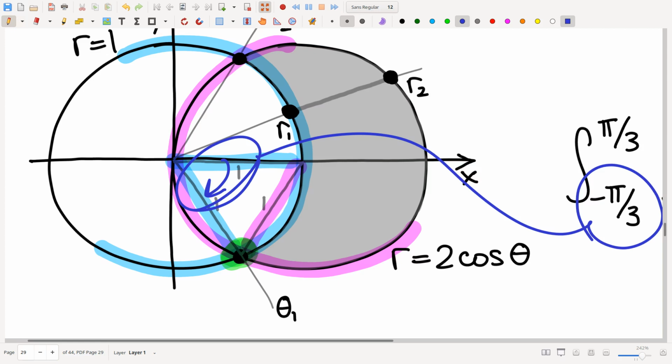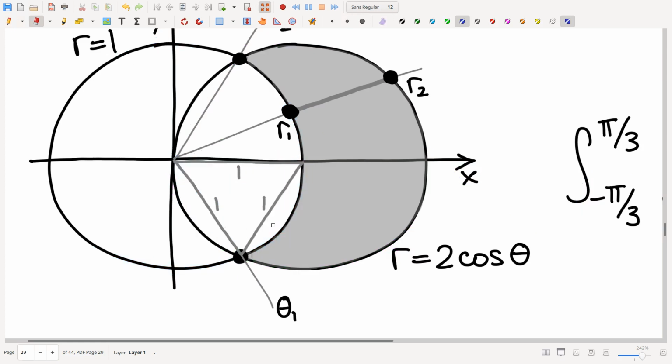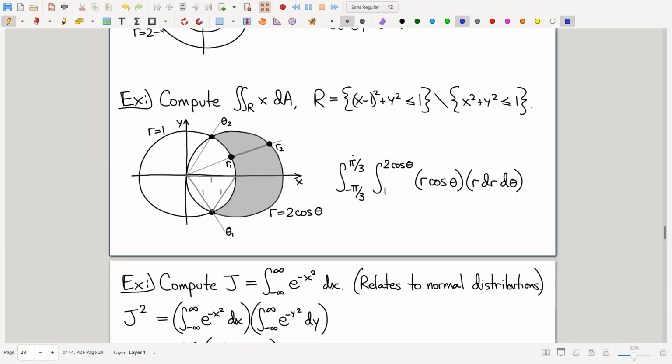Okay. Everything else in this example is pretty straightforward, I think. So I'm going to declare us done with this page, and we'll pick up here on Friday.